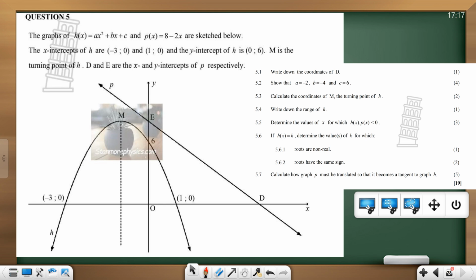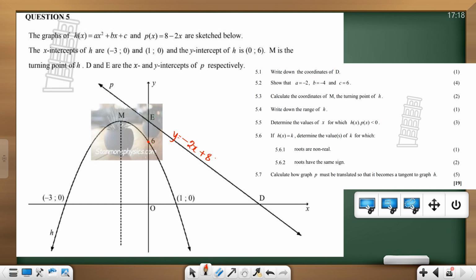Let's read quickly and then answer. The graph of h of x is given and p of x, you can see the gradient is negative here. P of x is negative 2x plus 8. That's the equation. We have negative 3 and 0, 1 and 0, and h is 0. What does it mean? The y-intercept, when x is 0, h is 6. That's the 6 there. M is the turning point of H, D and E are there.